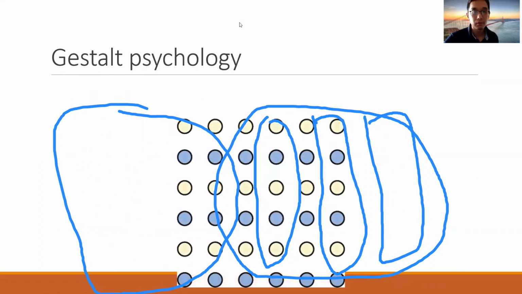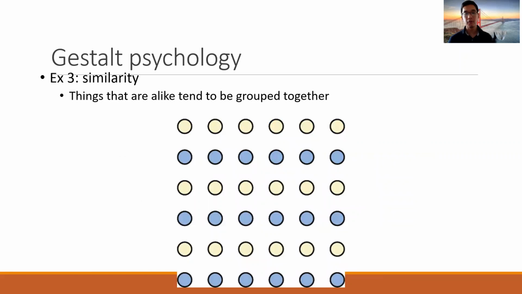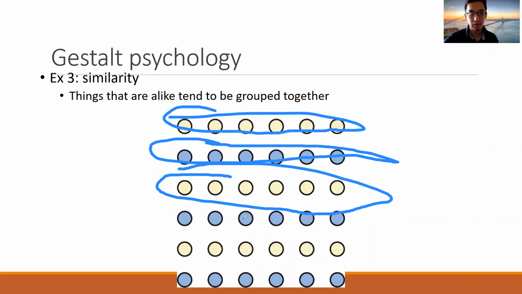Another principle is similarity. So the things that are alike tend to be grouped together. It means that if there are things that look alike, they tend to be grouped together. For example, in this picture, there are yellow dots and there are blue dots. How many groups of dots are here? For me, it seems like these are together, these are together, and these are together. One row of dots are together.